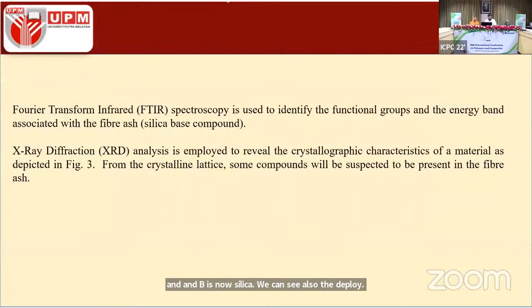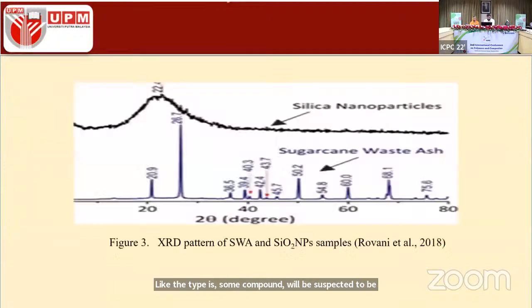FTIR, Fourier transform infrared spectroscopy, is used to identify the functional groups and the energy bands associated with the fiber ash or silica-based compound. X-ray diffraction, XRD, analysis is employed to reveal the crystallographic characteristics of a material, as depicted in figure 3. From the spectra, some compounds will be suspected to be present in the fiber ash.